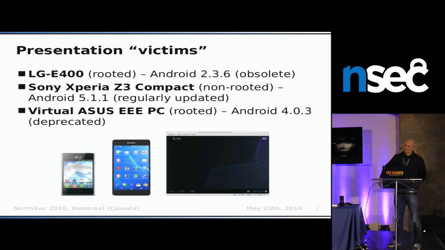The presentation victims are enumerated here. I have one old LG mobile, one new Z3 Compact and one virtual machine. I picked those because the first one is really obsolete, so nobody should use something like this. The third one is kind of deprecated, so anything below Android KitKat should be slowly removed from the market. And the second one is my actual official mobile that I take care of. So I'll also present what the attack vectors are on an up-to-date mobile phone.